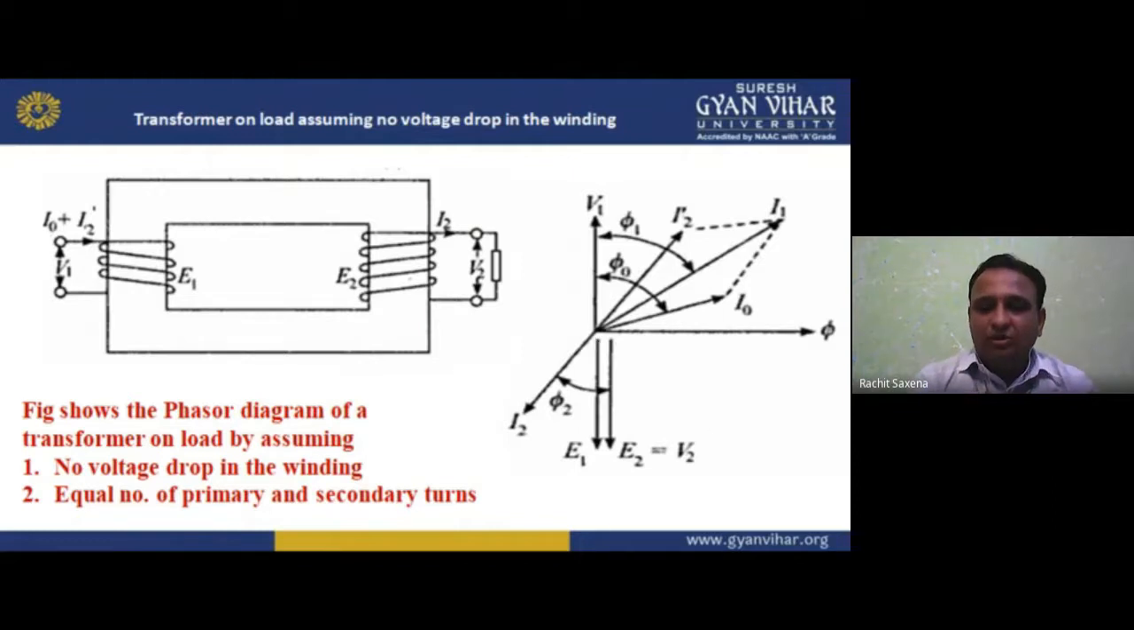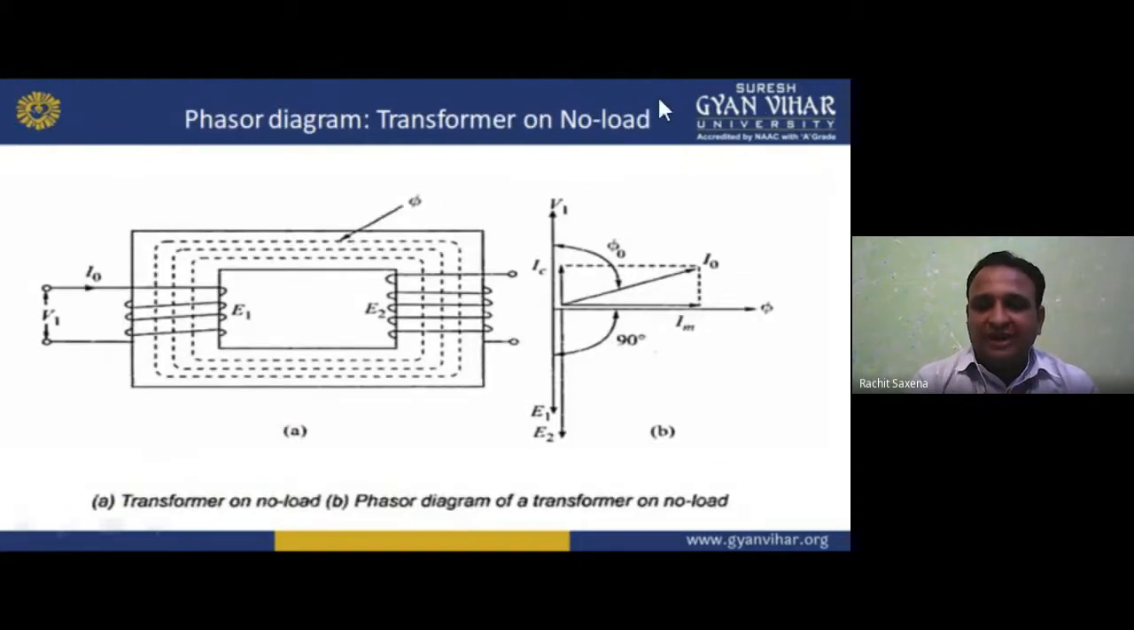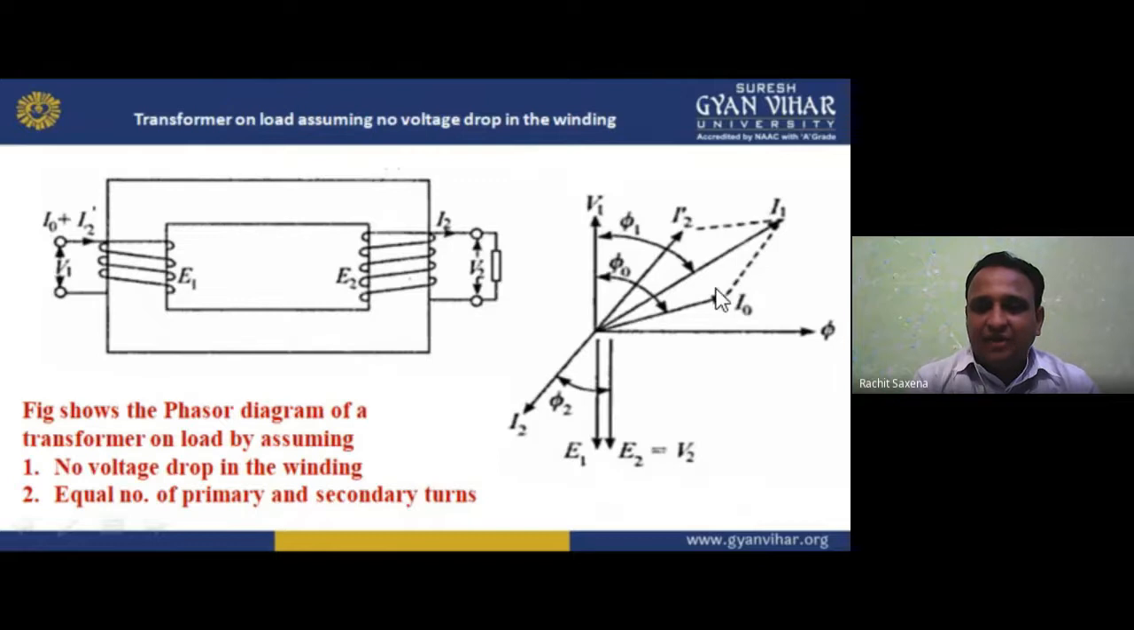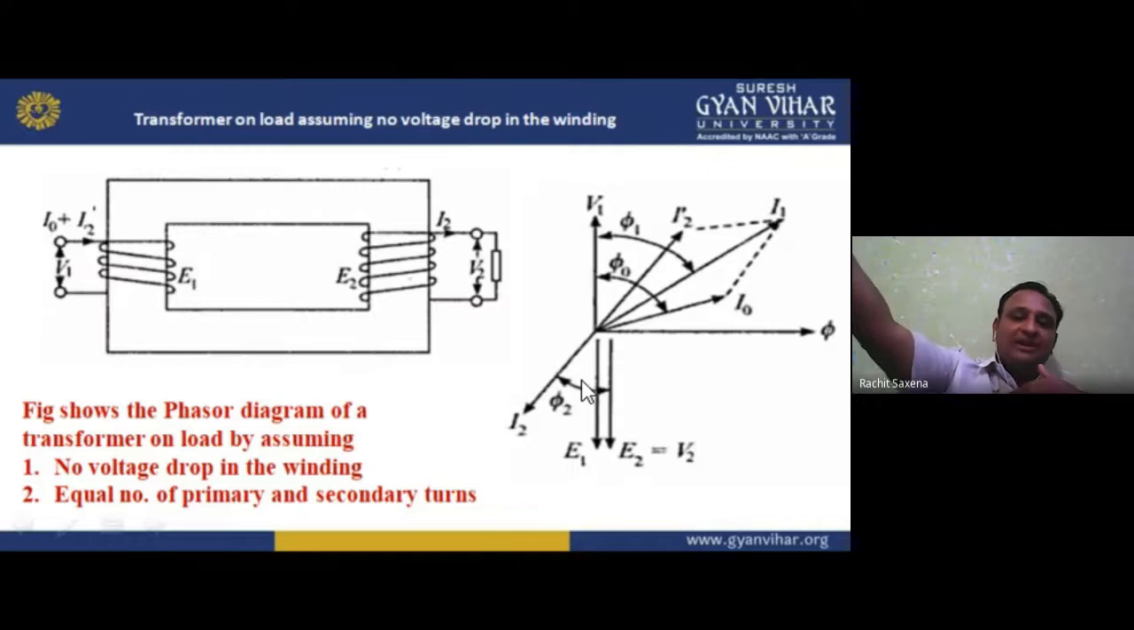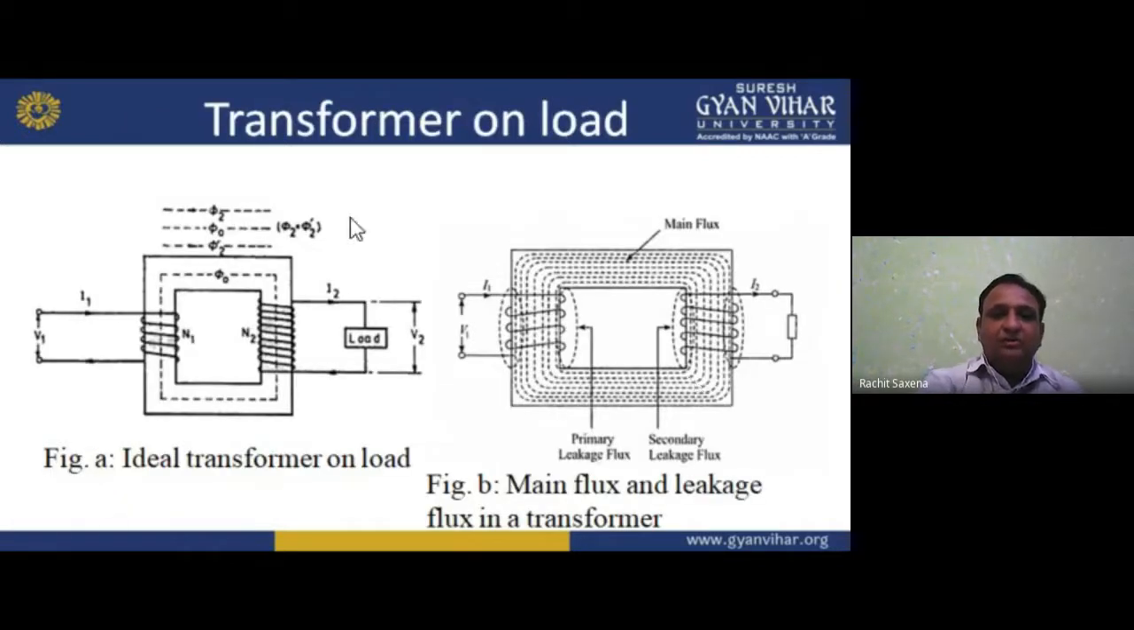From this diagram we are getting I0. I1 has two components, I0 and I2 dash. So I2 dash we can find with respect to I2. If I2 is lagging, then I2 dash will also be found on the opposite side. So we can make this phasor diagram. From I0 we have phi0 and from I1 we have phi. So E1 is equal to E2. I hope you understand. Okay, now moving forward, transformer on load.